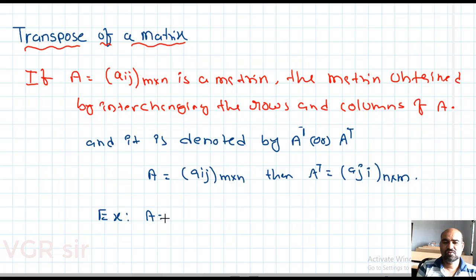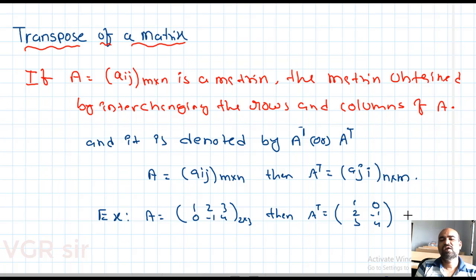A equal to 1, 2, 3, 0, minus 1, 4. What is the order? This is 2 by 3. Then A transpose: these 2 rows should be converted to columns. 1, 2, 3, 0, minus 1, 4. This new matrix is called A transpose.